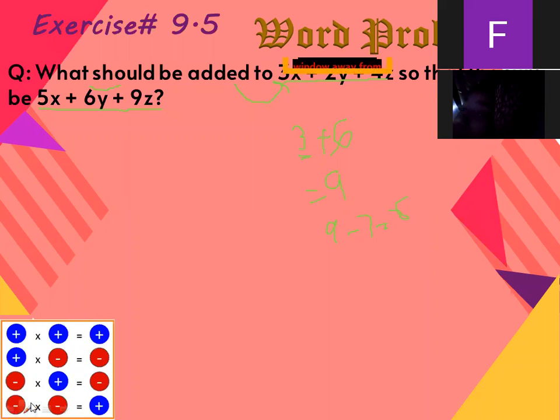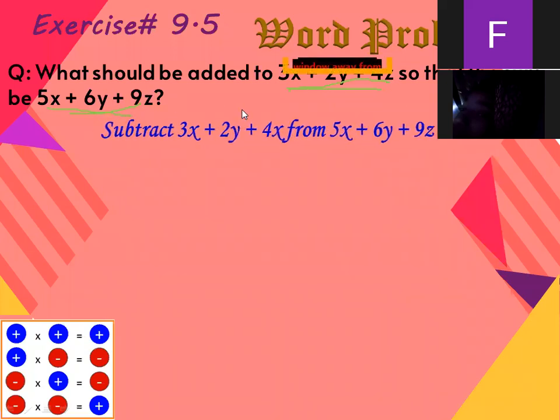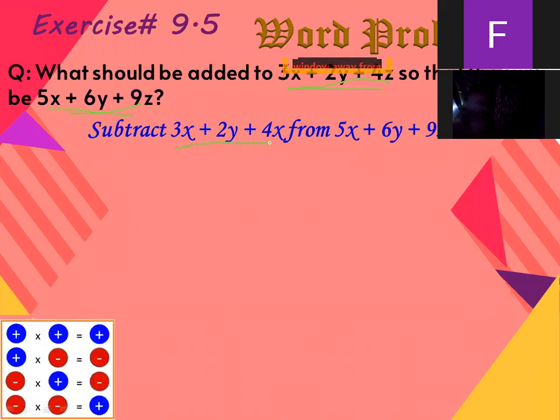So similarly, this is your question here. What they are asking you is simply what you are going to add in this expression so that your answer should be this one. So you will simply subtract it. You are going to subtract this expression from the answer, that is 5x plus 6y plus 9z. So in the solution, you will write down this one. You are going to subtract this expression from this one. So you are going to write it down here: subtract 3x plus 2y plus 4z from 5x plus 6y plus 9z.